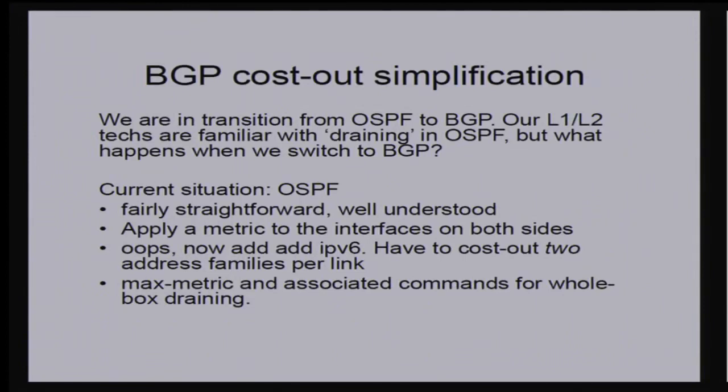So today, if you want to take a link out and drain traffic from it, it's a fairly straightforward operation. You go to the router, you go to the interface, you change the metric. You have to do that on both sides. It's easy. Okay, well, now we throw in IPv6 because we run IPv6 too. So you have to do OSPF v2 and v3. Just one more step. And you can use max metric and the associated commands for draining the whole box of traffic. All this stuff works.